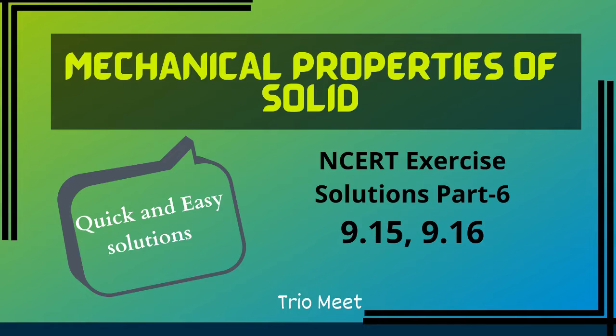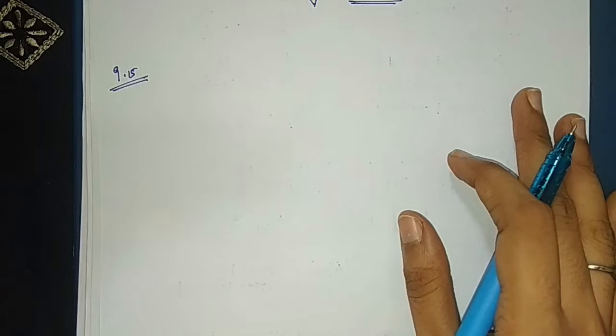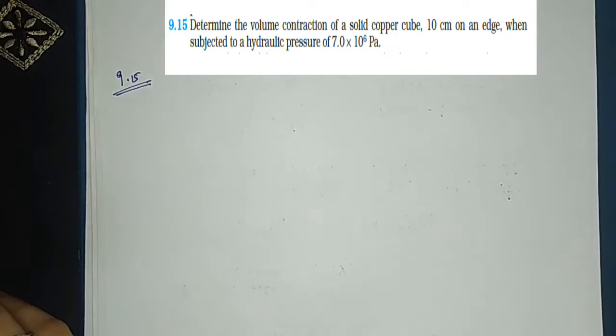Let's solve the next problem, that is 9.15. All these problems are using the same logic of the bulk modulus and direct substitution, so it's very easy. You can try it out. So the next problem is 15.